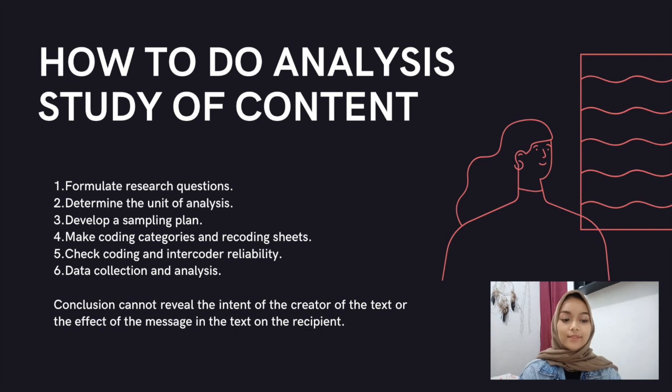So, how to do a content analysis study? The first one is formulate research questions. The second one is determine the unit of analysis. Next, develop a sampling plan. And then, make coding categories and recording sheets. After that, check coding and intercoder reliability. And lastly, data collection and analysis. Conclusions cannot reveal the intent of the creator of the text or the effect of the message in the text on the recipient.